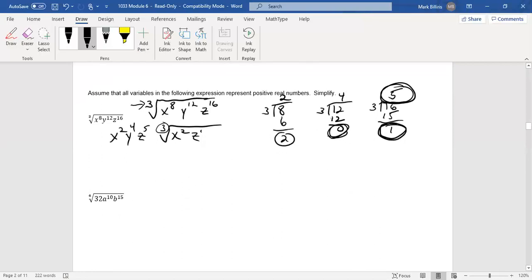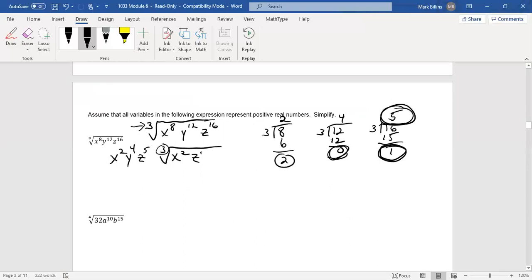Okay, so next, we have the fourth root of 32, a to the 10th, b to the 15th. We don't divide 4 into 32. Remember, we're just dividing exponents. So what do I need to do to express 32 so it has exponents? I'm going to use the factoring tree. I'm going to start out with whatever my coefficient is. In this case, it's 32. Since 32 is an even number, I know that 2 will go into it. And I keep breaking down the number. So 32 is 2 to the 5th power.